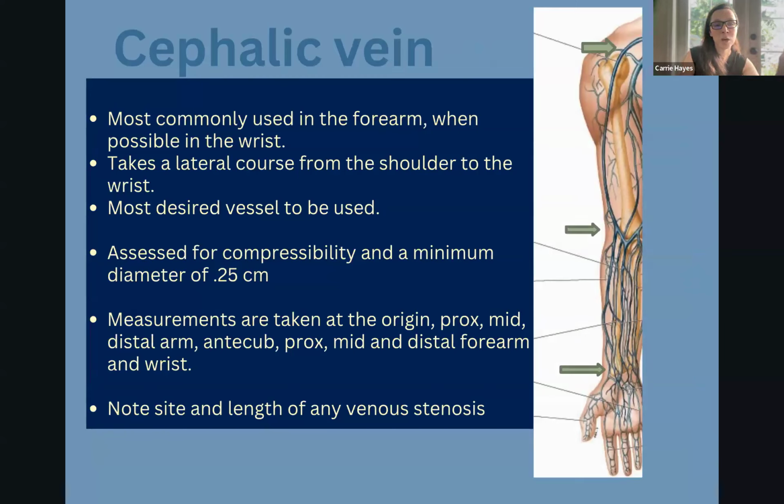The cephalic vein most commonly used in the forearm when possible in the wrist. It takes a lateral course from the shoulder to the wrist. I would say the cephalic vein can be hard to find sometimes. It can be small. It can be easy to get off of it. So that one sometimes can be hard, especially if their arm is cold. Assessing for compressibility and a minimum diameter, as we mentioned before. Taking those measurements at the origin, prox, mid, distal, upper arm, antecubital, prox, mid, distal, forearm, and wrist. So note size and length of any venous stenosis as well.